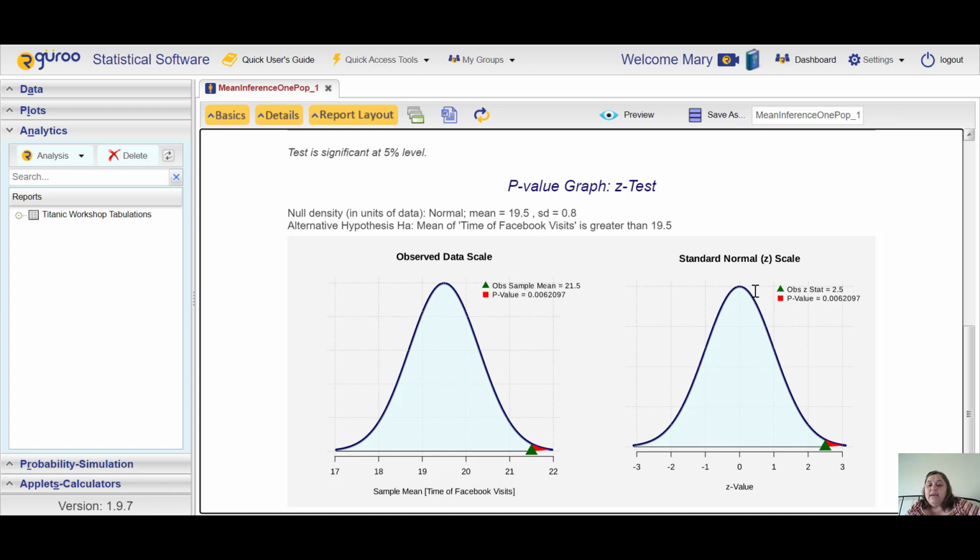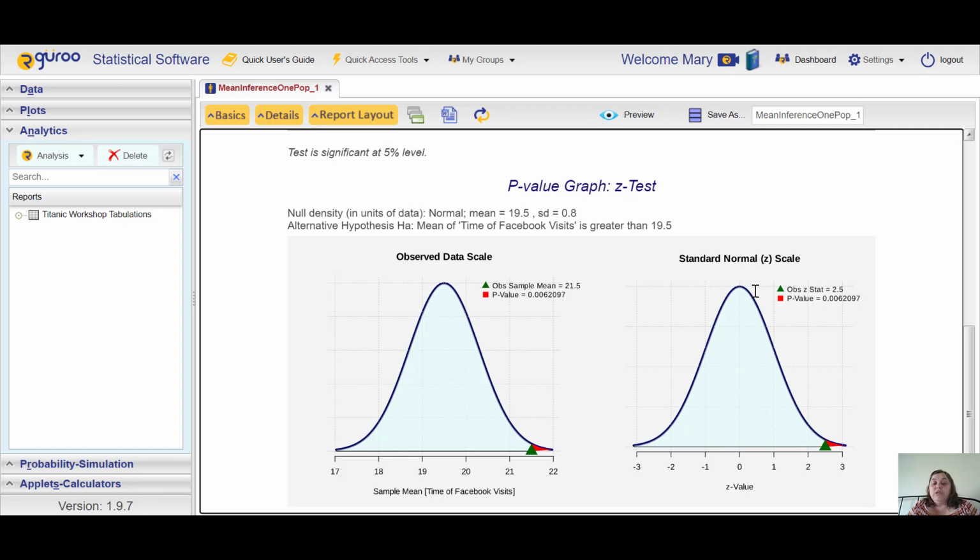Either way, the sample mean is represented by the green triangle at the bottom of each of those graphs, and you can see where it is on the graph, and you can see the red shaded probability to the right of that. And you can see that's a very small probability. That's a small shaded region. So they're giving us a visual, so we can actually see the probability is small, small enough to make the test significant at the 5% level, meaning we're going to reject the null and accept the alternate hypothesis. So it's the same exact thing that we got here. It's just using Rguroo instead of using a TI calculator.